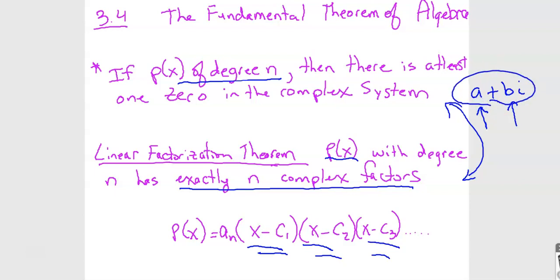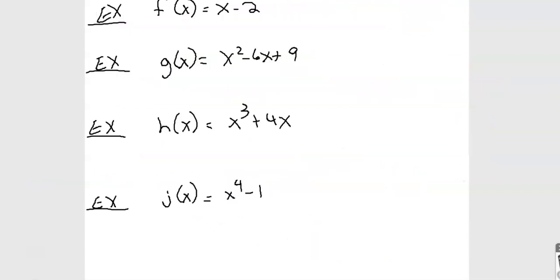In other words, complex zeros. Earlier we talked about at most, because we were talking about the real numbers. If it was a 7th degree term, then in the last lesson we said at most there are 7 zeros. Well, that's of the real numbers. But here this says that if it's 7th degree, there are 7 zeros of the complex system. All right, so let's look at 4 examples here.